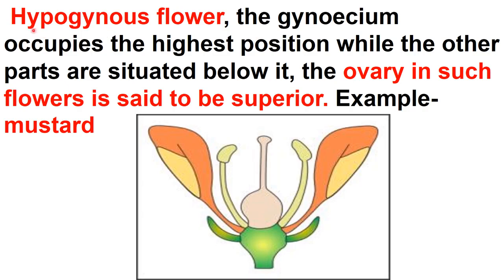Hypogynous. Hypo means below, gynous means gynoecium, means all other floral roles are below the gynoecium, right, are below the ovary. So such flowers are called hypogynous flowers, and ovary in such flowers is superior ovary. And example is mustard. In mustard, mustard flower is a hypogynous flower, means superior ovary is found in mustard flower.